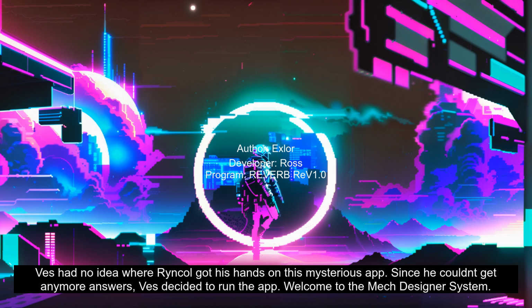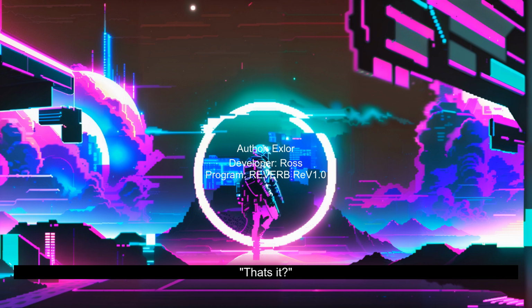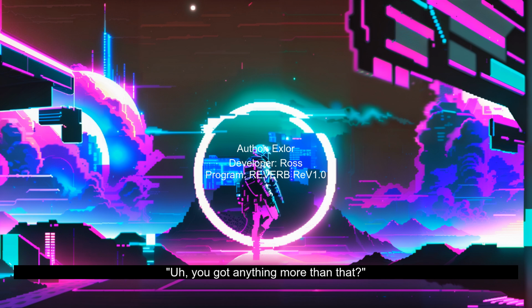Welcome to the Mech Designer System. Please design your new mech. The message ended there, leaving nothing for Wes to follow up. That's it? Deep scan complete. Registering new user Wes Larkinson. Welcome package granted. You got anything more than that? Please inspect your status. To display this page, say status.